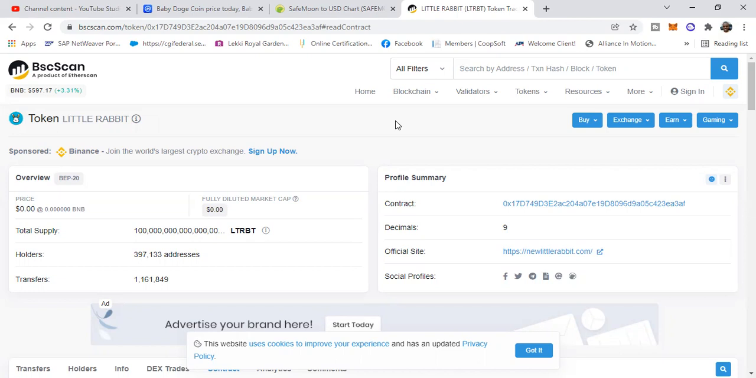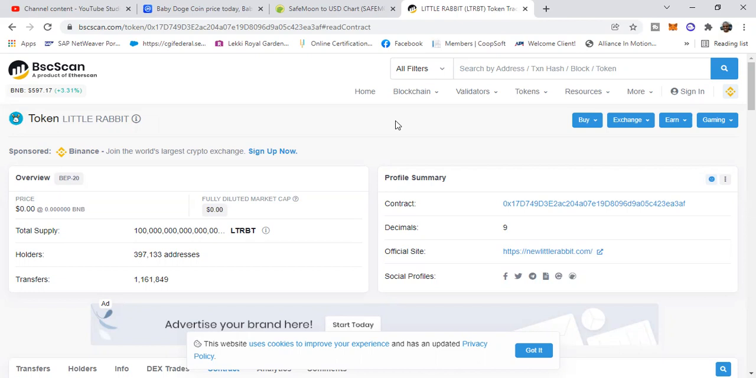But if it is an exchange you buy that coin on, they will not charge you that 12%, which is an advantage for buying on a centralized exchange like Binance.